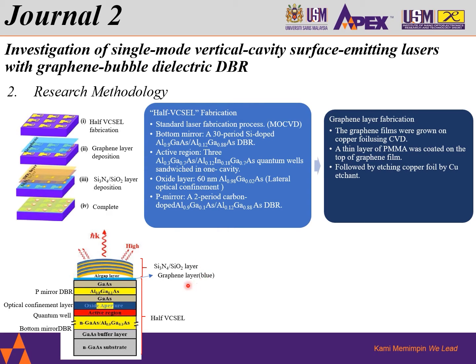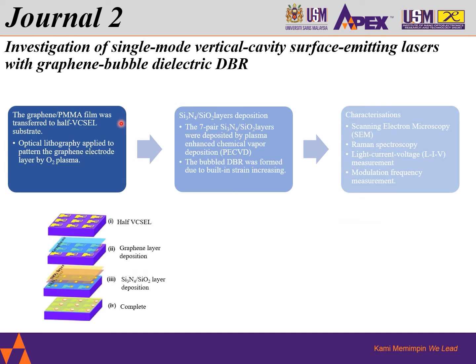Next is the graphene layer fabrication. The graphene films were grown on copper foil using CVD. A thin layer of PMMA was coated on the top of the graphene film, followed by etching the copper foil with copper etchant. The graphene PMMA film was transferred to the half VCSEL substrate. Photolithography was applied to pattern the graphene electrode layer by oxygen plasma.